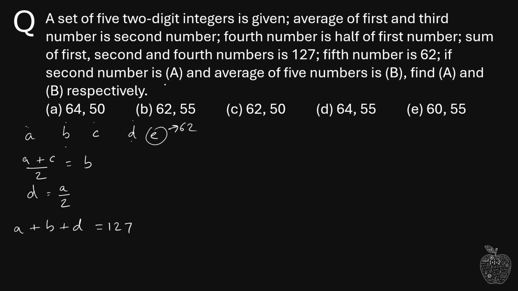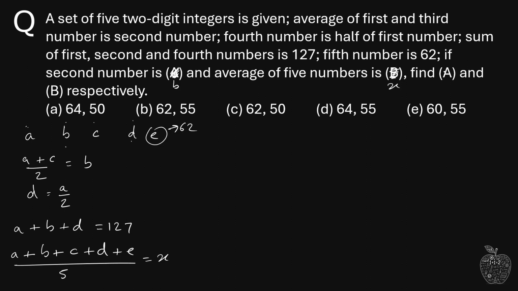If second number is A, according to our assumption it is B. So instead of capital A, we'll assume it is B. The average of 5 numbers will be again sum over n. So the sum of 5 numbers, A plus B plus C plus D plus E, divided by 5 is equal to capital B. For our understanding, instead of this capital B, we'll write X. So this average is equal to X.